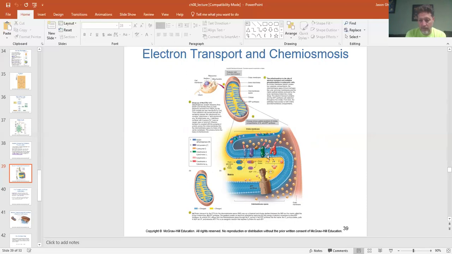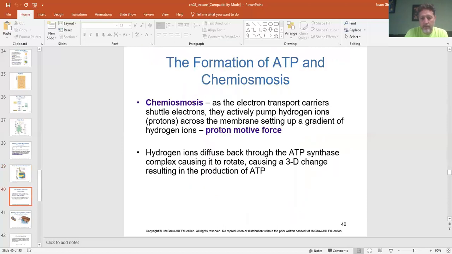FADH does a very similar thing, but it doesn't go through quite as many reactions. I'm not going to break down these reactions here. Just know that in eukaryotes, this is going to occur on the membranes of the mitochondria, because most reactions occur on membranes. All right, so there's that proton motive force where it's actively pumping these hydrogen ions out, and then they diffuse back through the ATP synthase, and they make ATP.